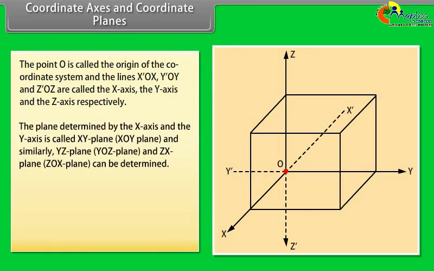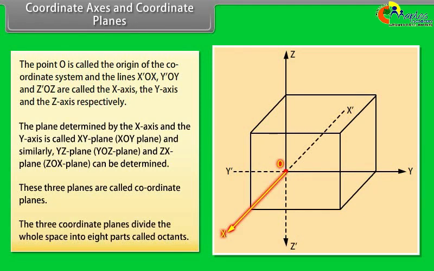The plane determined by the x-axis and the y-axis is called the xy plane, that is XOY plane, and similarly YZ plane, that is YOZ plane, and ZX plane, that is ZOX plane can be determined. These three planes are called coordinate planes. The three coordinate planes divide the whole space into 8 parts called octants.